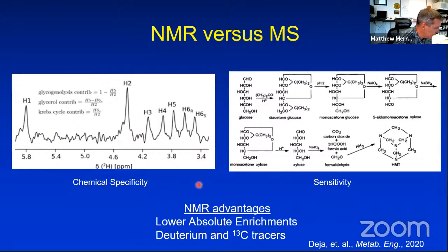But there's certain advantages for MR that endure. And so I reference a new paper by Stan Deja, where he went through this in a very similar set of experiments and compared GCMS to MR. What MR has going for it is that you can actually measure very low fractional enrichments without having to worry about a background correction that's associated with the carbon-13.